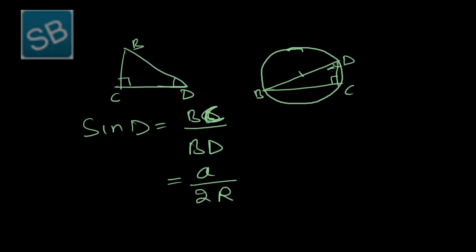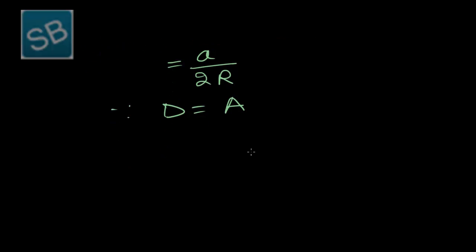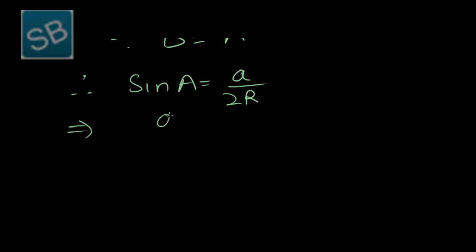And also we know that the measure of D is equal to A. Therefore, sine A is equal to A over 2R. That is, we get A over sine A is equal to 2R.